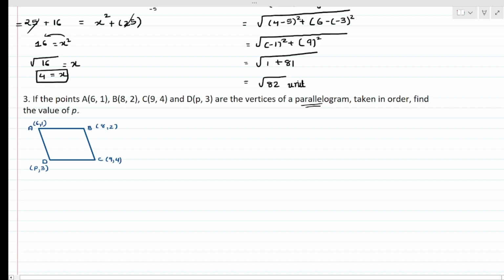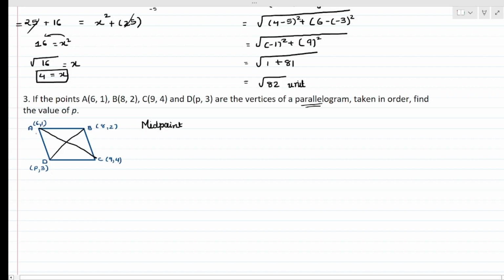taken in order to find the value of P. Okay, so whenever you are given the figure of a parallelogram, you should always keep in mind that you will find out first its diagonal, and as we know that diagonals of a parallelogram bisect each other. That means they are dividing the line into two equal parts. So, in this case, we will use the midpoint formula.